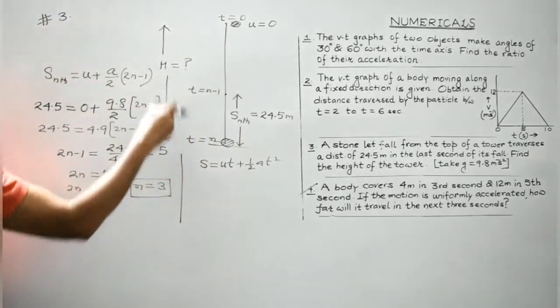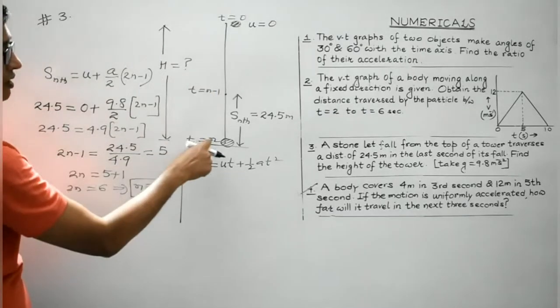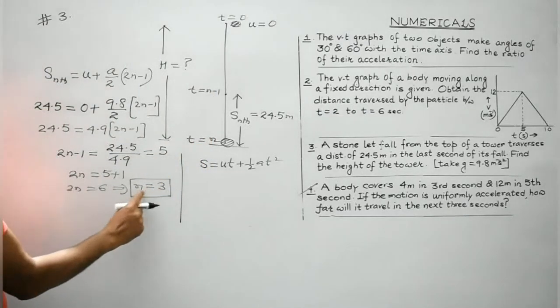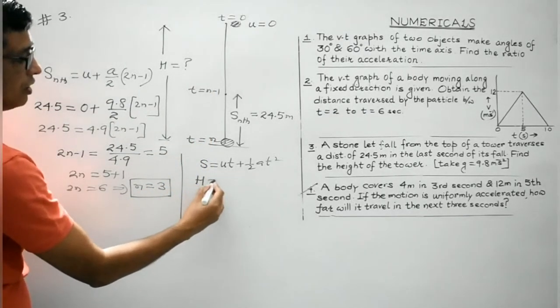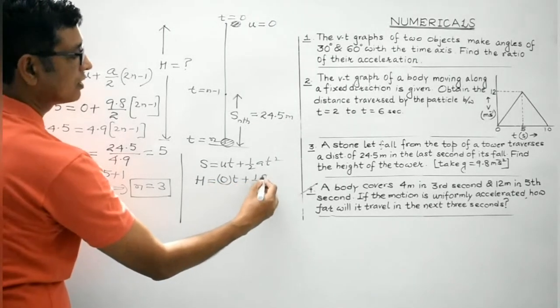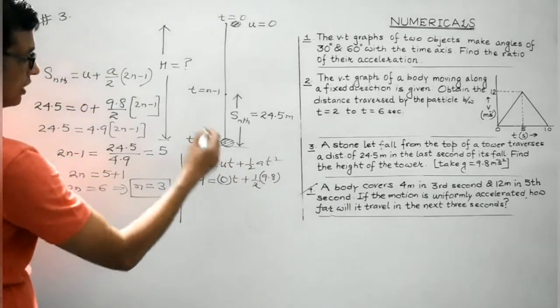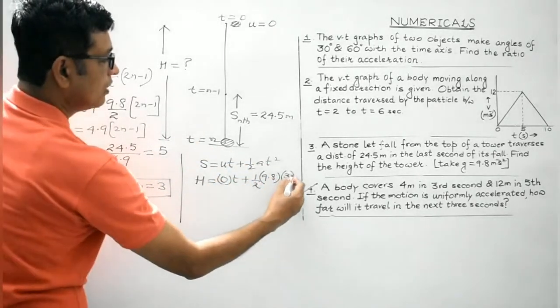Because this displacement is to be found. So in place of s, the total distance covered by the body during 3 seconds is h. u is 0. Half a is to be considered as plus g, 9.8 meter per second square. Total time taken is 3 seconds. So it will be 3 square.